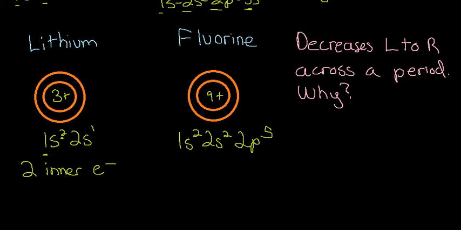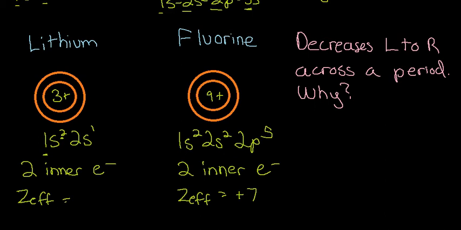Fluorine has 2 inner electrons as well. Looking at the picture here and looking at the number of principal energy levels, we can see that they're the same. They both have the n equals 1 and the n equals 2 energy levels. So whereas before that caused a difference, here that's not what's going to cause it. What is going to cause the difference is the Z effective. The Z effective for fluorine, the atomic number is 9 minus the number of inner electrons, 2, is plus 7. For lithium, that Z effective is plus 1.